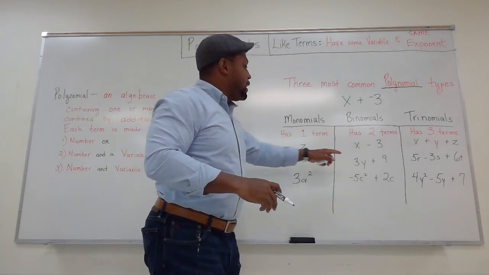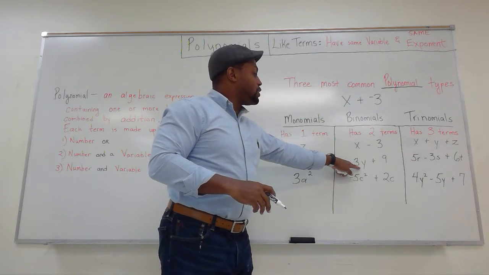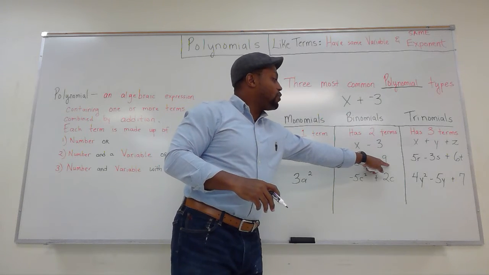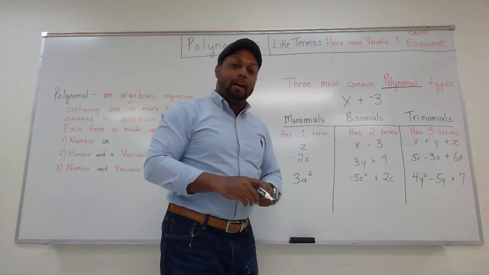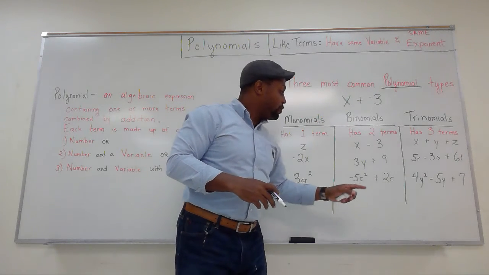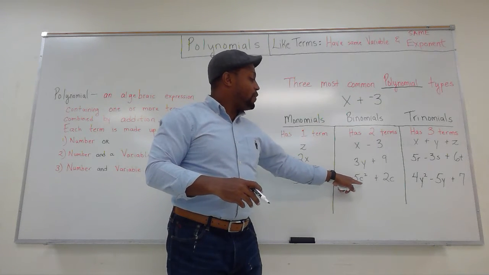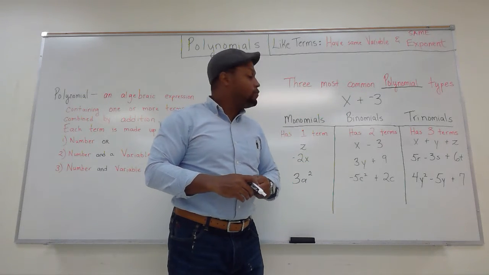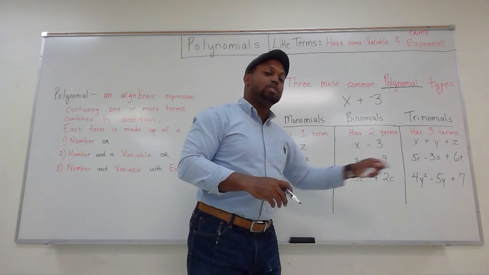Now we have 3y, which is a term, and 9, which is a term. There's a plus there. We have two terms. We have a binomial. And now here we have negative 5c raised to the exponent of 2 plus 2c.